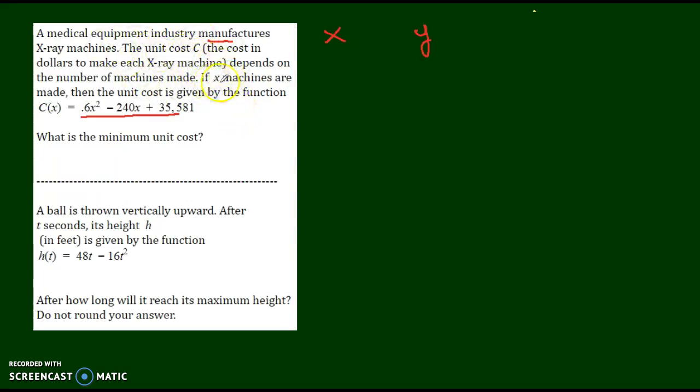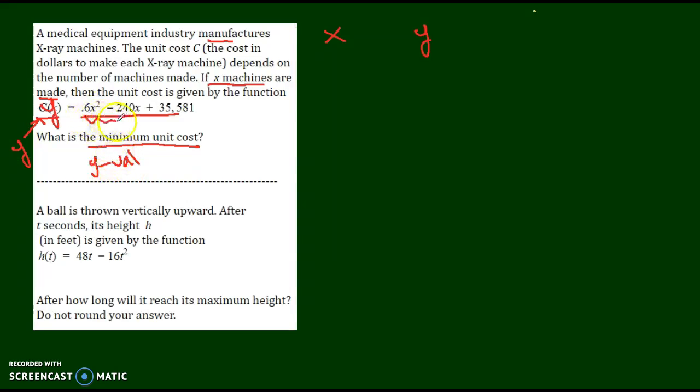So in this problem, they tell us that they're making some machines and the number of machines affects the cost. They use x to represent the number of machines being made, and then c is the cost. C is usually what the y value would be. Like normally you'd see a y over here. So in this question, they're saying, what is the minimum cost? To find that, I want the y value of the vertex.